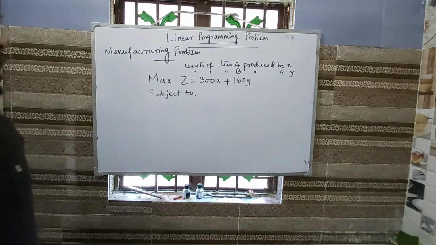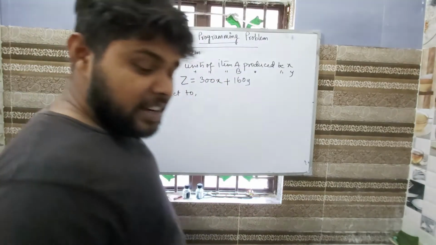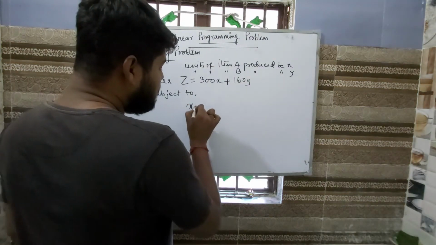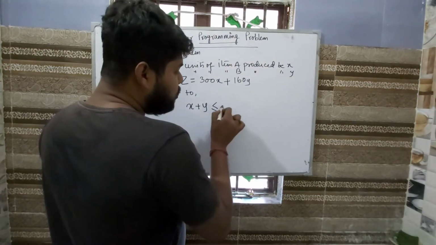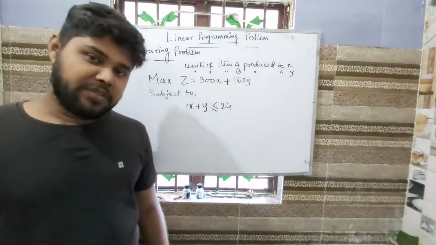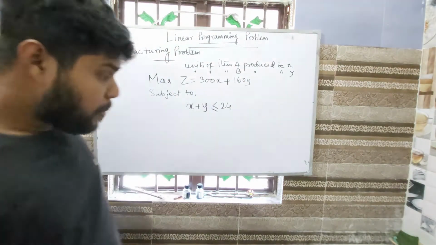Now the constraints, subject to. Now subject to the constraints, what are the constraints? The total number of items that can be produced in a day is 24. So it doesn't matter how many items of A and B you produce, you can't produce more than 24. Therefore x plus y is less than or equal to 24. So you can produce a maximum of 24 or less, but not more than that.